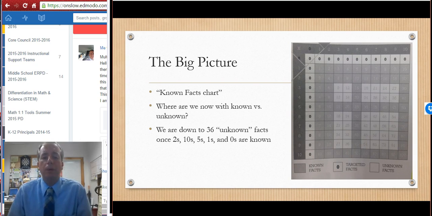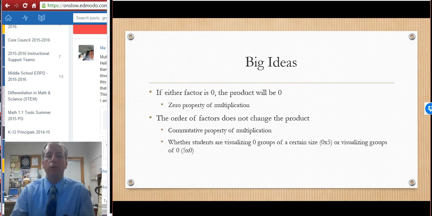So as we look at our big picture chart, and we're actually going to make one of these at the end today, when we start to look at the big picture chart, we start to see it's starting to fill in, right? Our known facts, once we add in those zeros, if the kids have really checked off their 2s, their 10s, their 5s, their 1s, and their 0s, we're down to 36 unique facts at this point. So just those white areas on the chart now, we're down to 36 facts. And so building this really firm foundation is keenly important if we're going to make sure that kids have what they need moving forward.